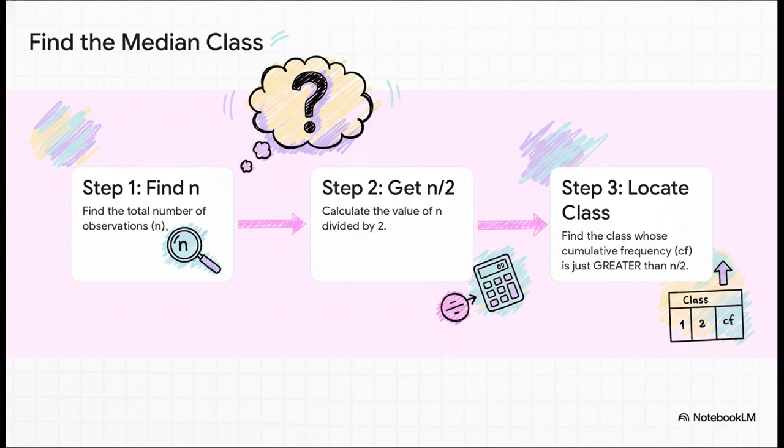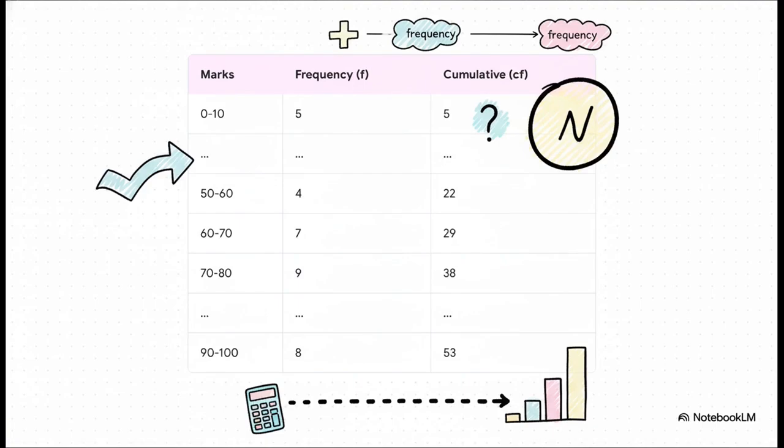Step 1, find the total number of observations, which we call n. Step 2, calculate n divided by 2. And step 3, look for the class in the table whose cumulative frequency, or CF, is just a little bit bigger than the n divided by 2 value. That's it. So let's put that into action.